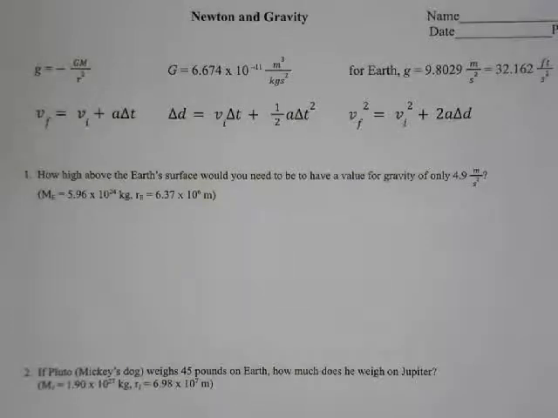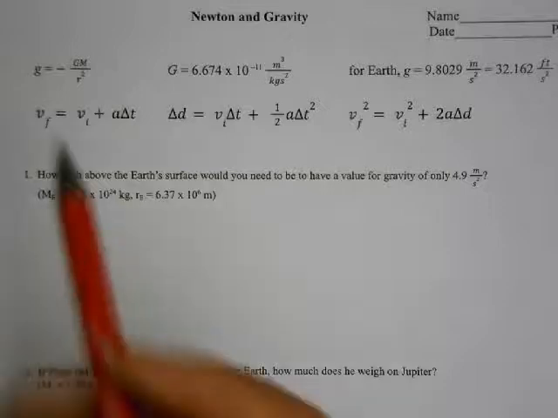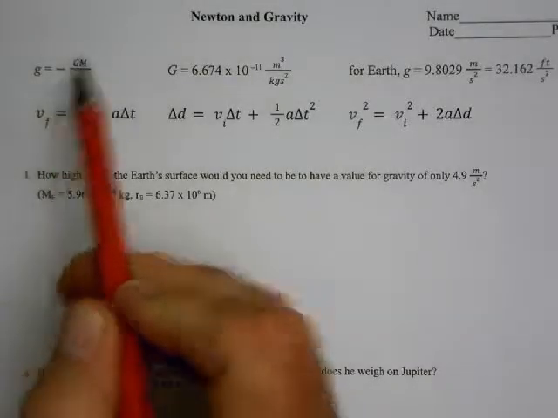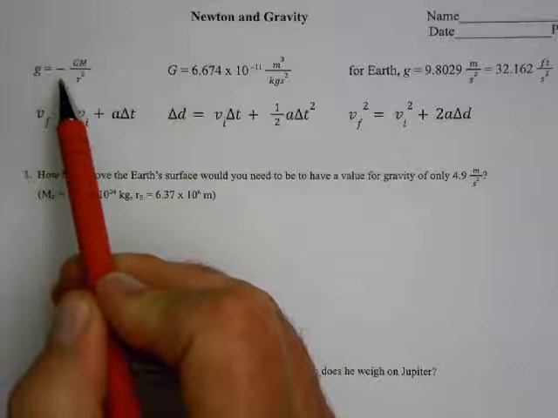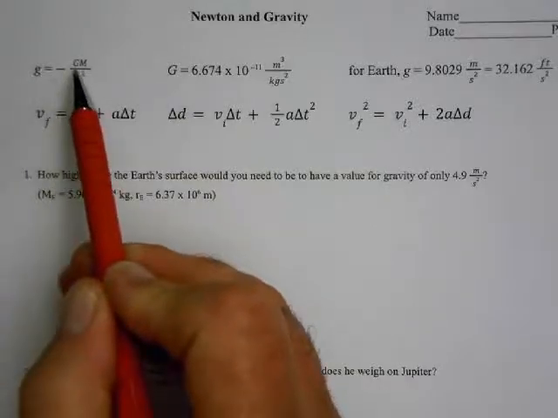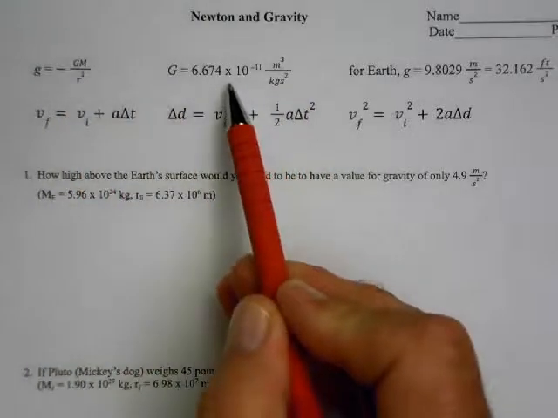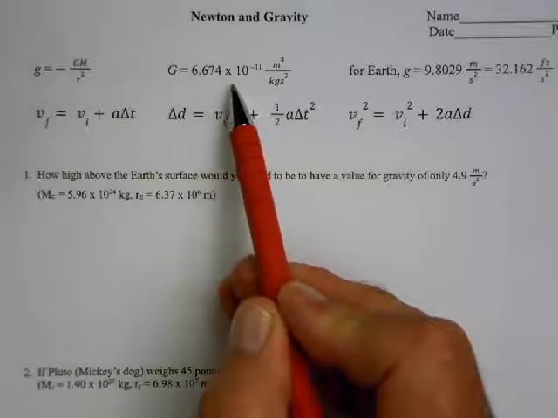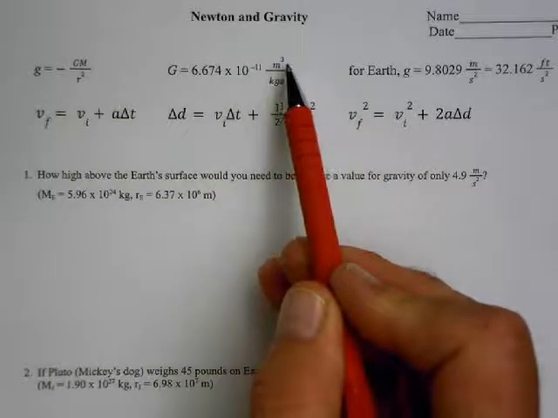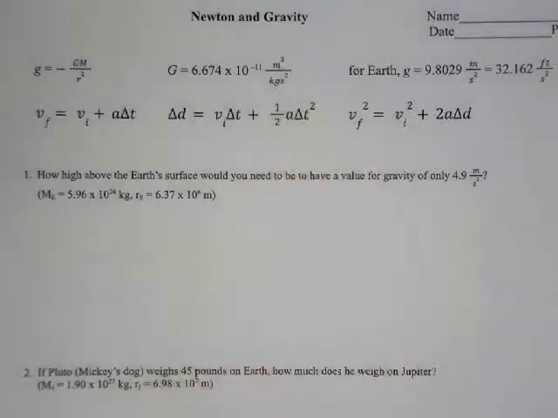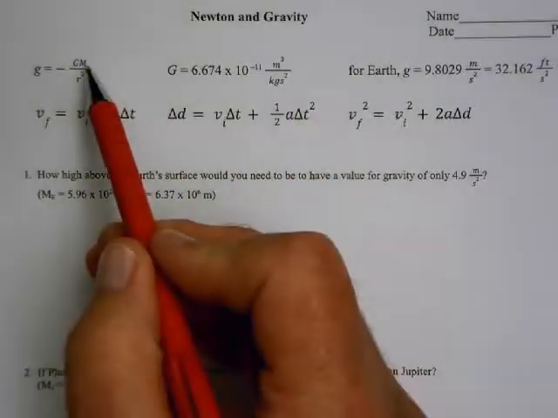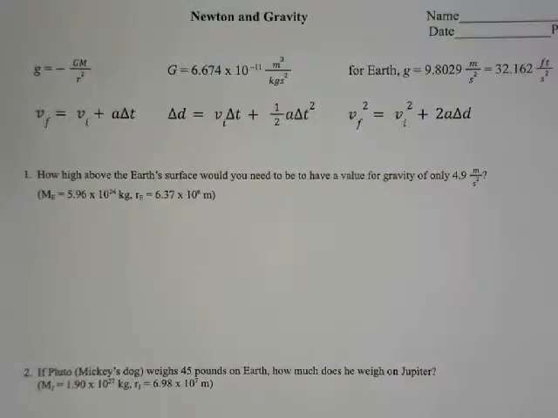All right, so we're going to look at how you can figure out gravity anywhere, basically. This is our equation for gravity. Negative again because it's always pointed down. The G is a constant, 6.674 times 10 to the negative 11 meters cubed per kilogram second squared. The M refers to the mass of basically whatever's creating the gravity.